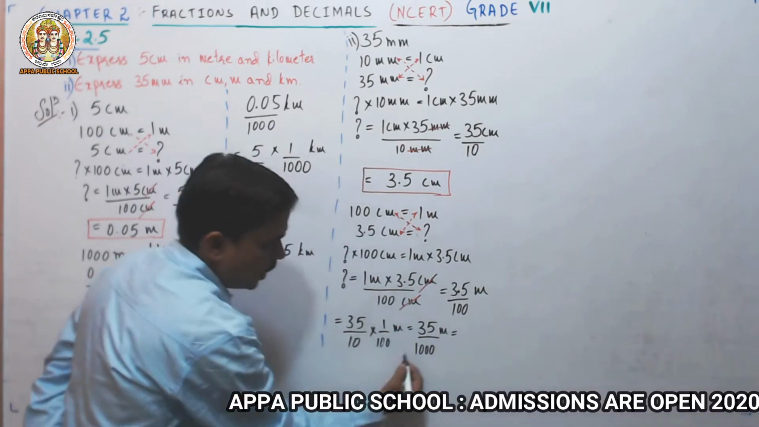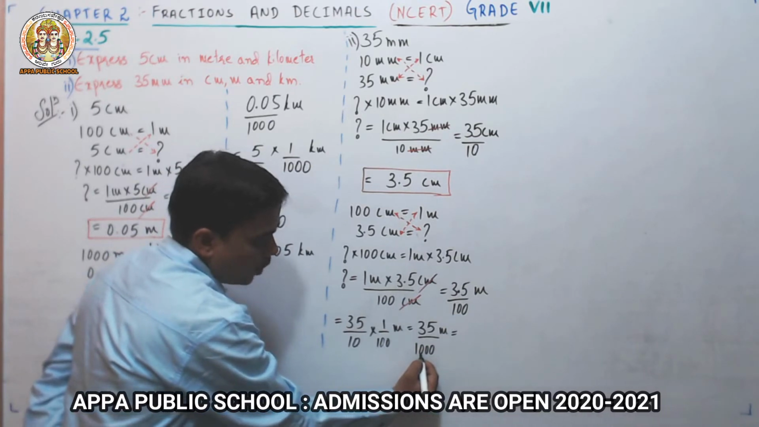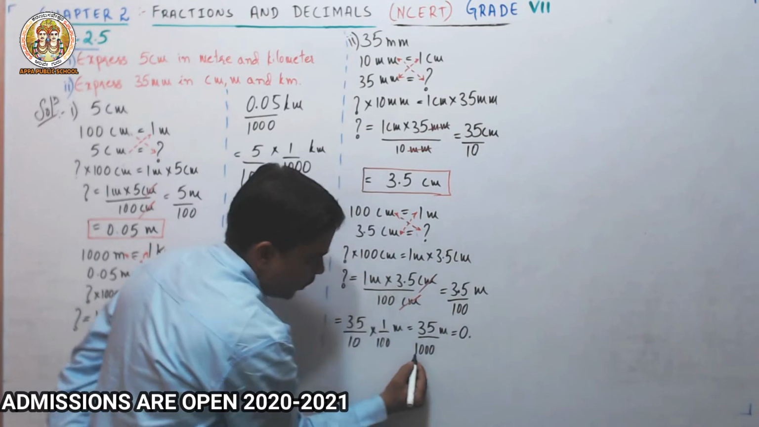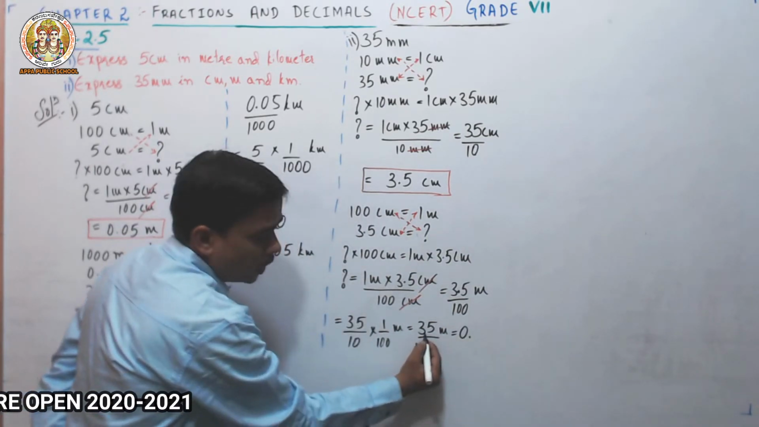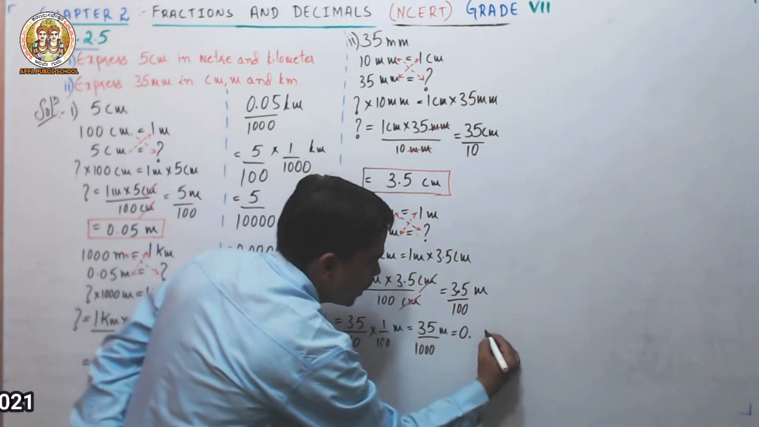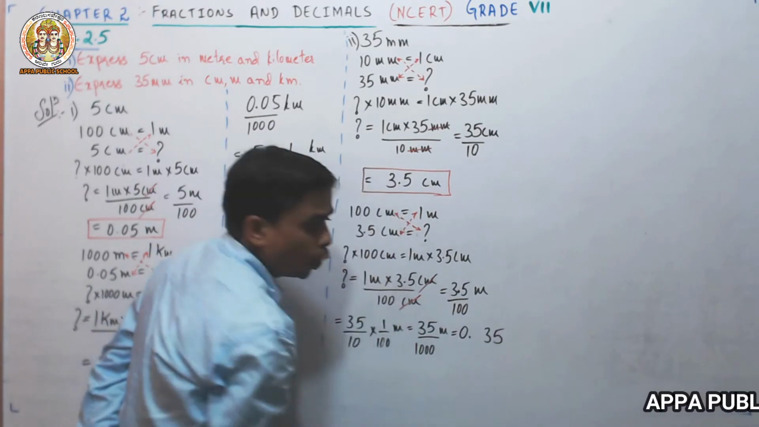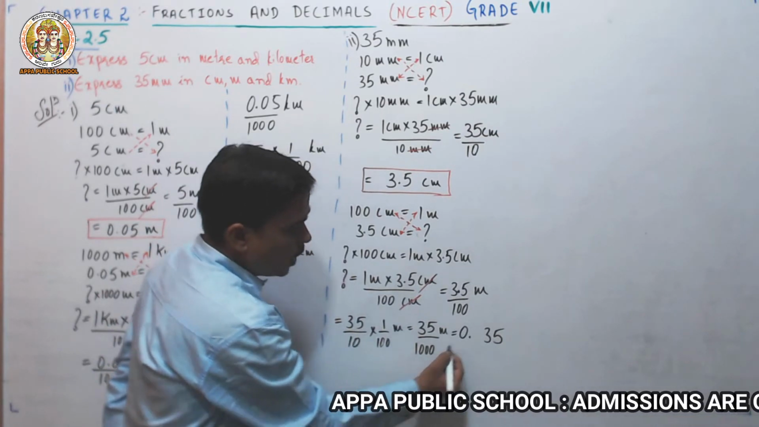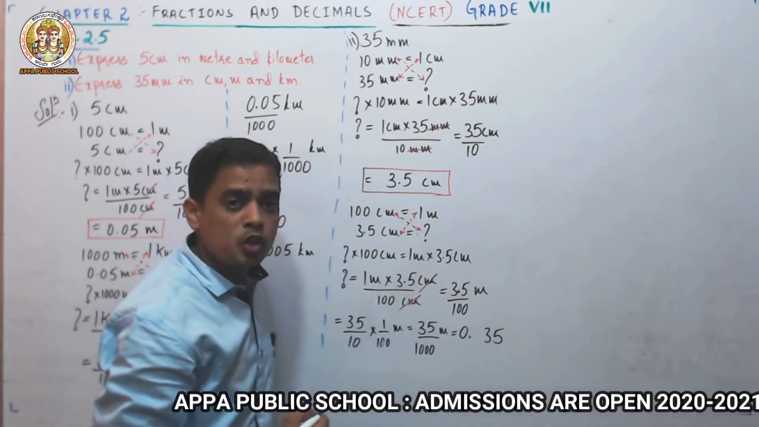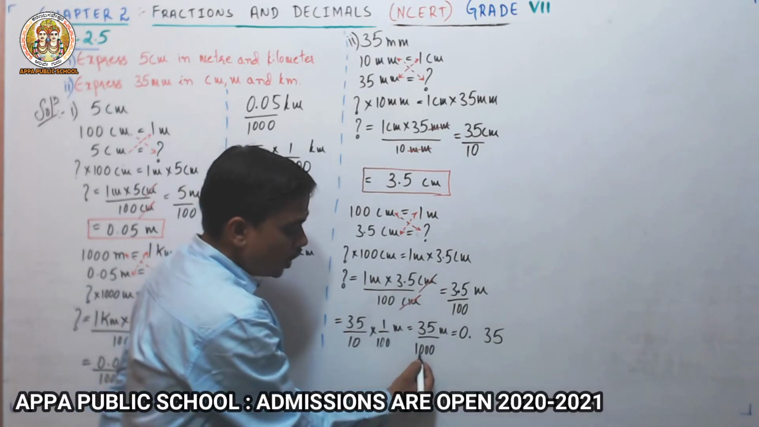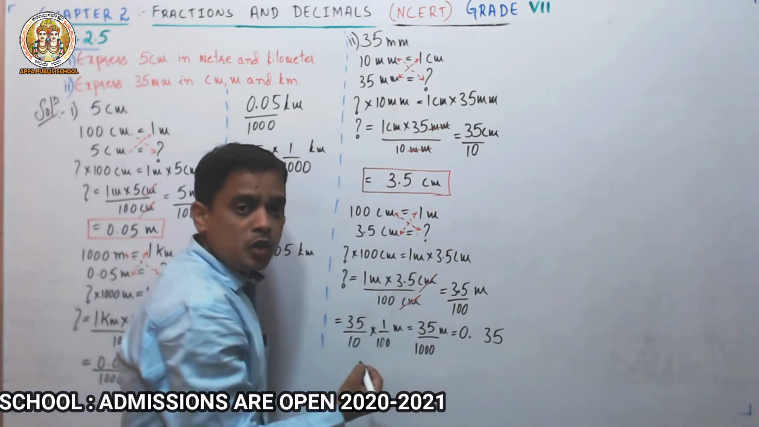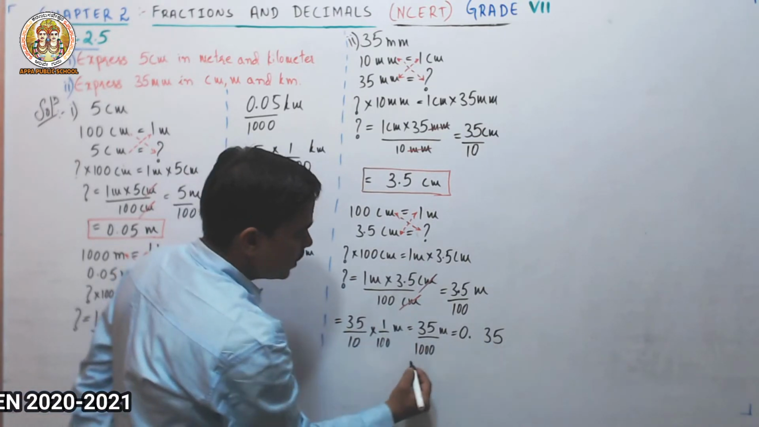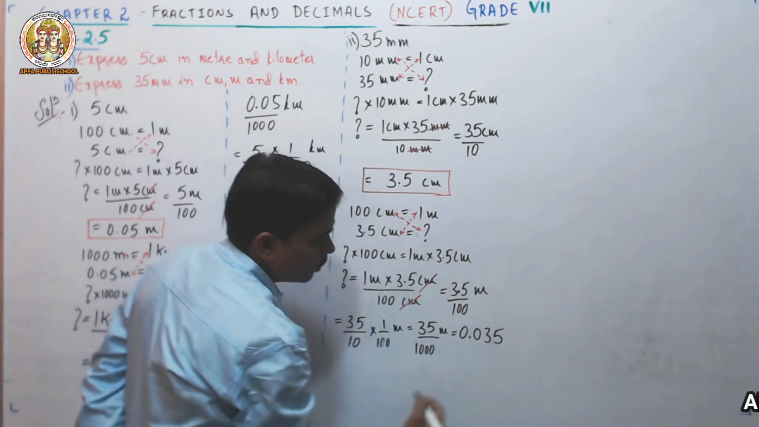So how much will it be? See here, in the denominator how many zeros are there? 1, 2, 3. So now you place a decimal point, 0 point. In the numerator how many numbers are there? 2 numbers are there, 3 and 5. But in the denominator there are 3 zeros. After the decimal point, how many numbers should I get in total? 3 numbers. Why? Because in the denominator I have 3 zeros. This 35 you write as it is. 3 numbers means I will get 1 0.